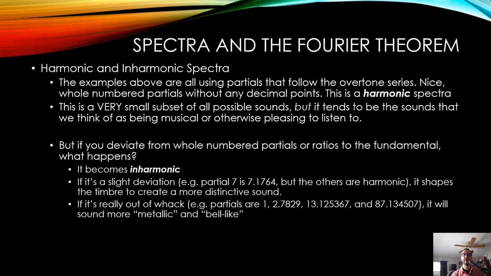What happens instead if you don't have whole numbered partials or the ratio to the fundamental? You get inharmonic partials. So if instead of having partial 7, you have partial 7.1764, but all the other partials are nice and harmonic whole number multiples, it shapes the timbre and creates a more distinctive sound. The result is that the filtering that you hear from the body of an instrument can slightly deviate and cause changes in which partials are emphasized.